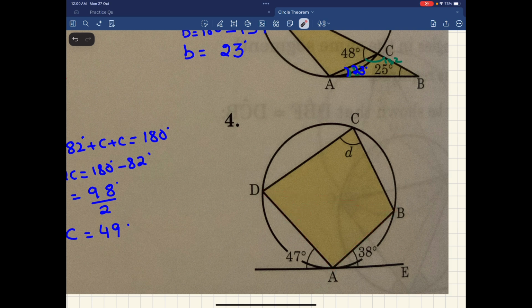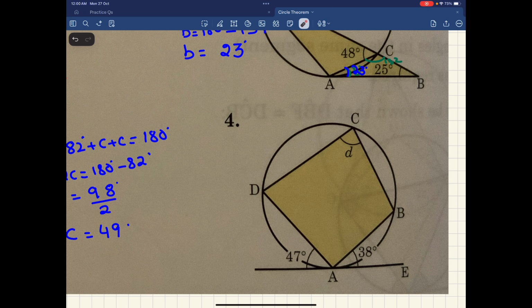Okay, now they're saying, let's look at the other chord. So tangent, chord, at the point of contact, it's 47 degrees. So the angle made by the ends of the same chord, this and maybe this. So this will be 47. Okay, all right. So I've figured out how we are going to do this.